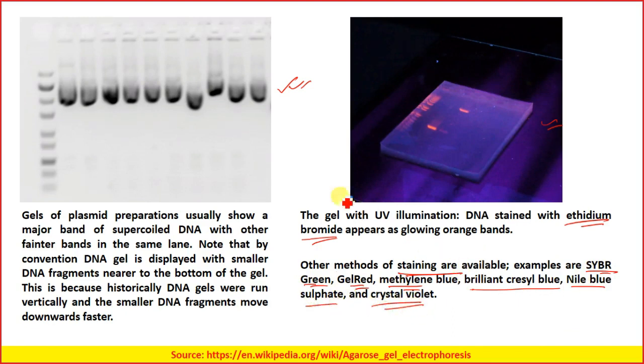So how are the samples prepared? After the culturing, you separate the proteins or the DNAs over here, then you add glycerol, then you can add these dyes, and then you can also add the buffer over here.